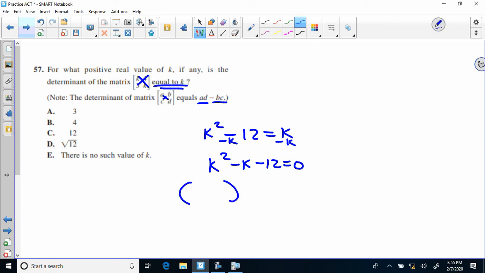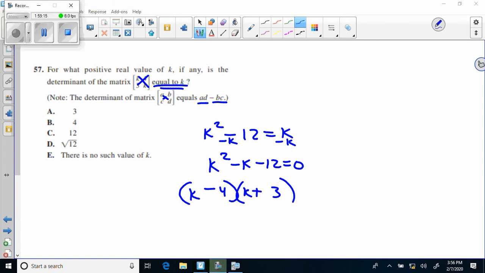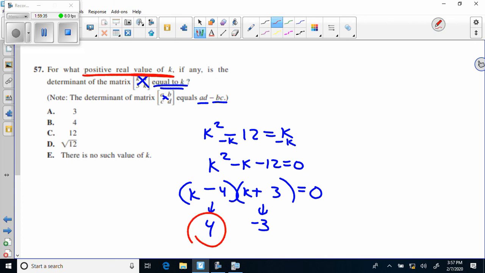Factor it. So you're going to have k and k. What multiplies to 12 that adds to 1 would be 4 and 3. They will multiply to 12, and they can subtract to 1. I need a -4 and a +3. That was equal to 0, so you're going to set each piece equal to 0. So k minus 4 equals 0, gives me 4. K plus 3 equals 0, gives me -3. And we were asked to find a positive real value for k. This part up here says we want only the positive. So they only want the 4. My answer is B.